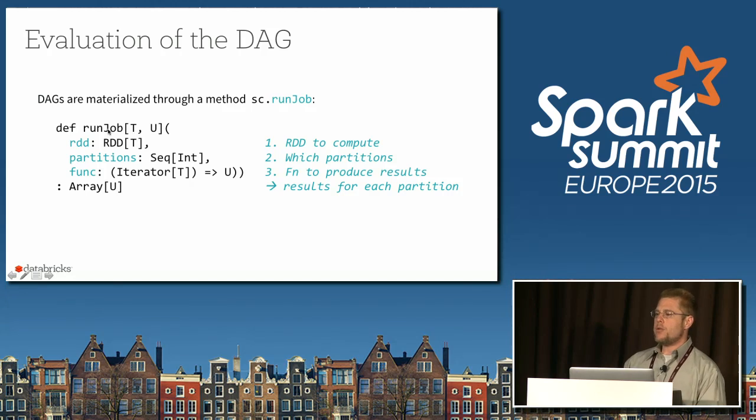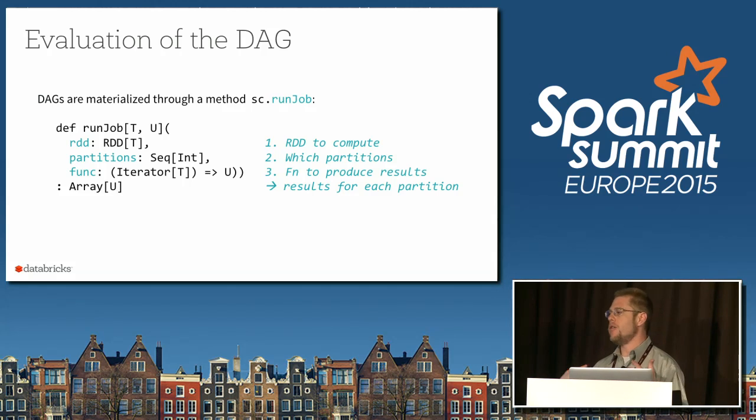And then in order to actually do this, we're going to run this run job method on the Spark context here. So we don't write this code. I mean, as end users, we don't, but this is internally what's going on. So this is the Scala function signature for run job. And what does it take as parameters? Well, we need to know what RDD we're trying to compute, which partitions we want to compute, and we need to know what function to actually run on that to produce the results. And this is supposed to produce the results for each partition.